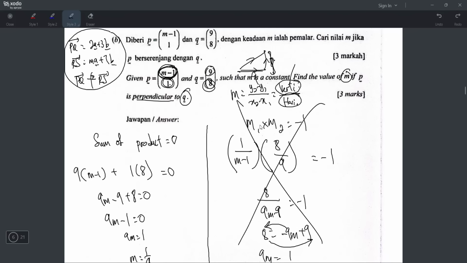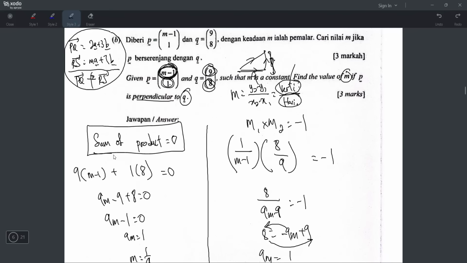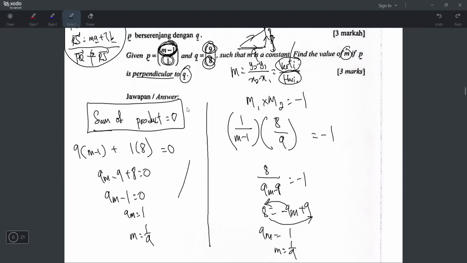Because this method is you finding the gradient, right? And the gradient has to be vertical distance divided by horizontal distance. It means this only works if it's ij. Yeah, because i is the horizontal distance, right? j is the vertical distance. But if it's AB, then we cannot. So for this type of question, if it's given in terms of AB and they say perpendicular, the only way to do it is sum of product equals 0. In other words, this method that I showed you can be used for all cases.